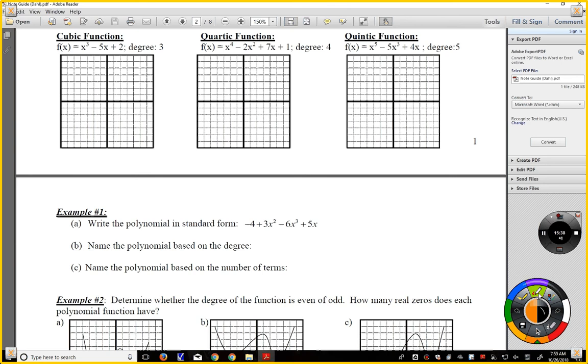Okay? So a polynomial in standard form means like a quadratic in standard form: ax squared plus bx plus c. Highest powered term down to lowest powered term. So this one would be rearranged to be negative 6x cubed plus 3x squared plus 5x minus 4. That's it in standard form. If there were like terms, I'd combine them together.